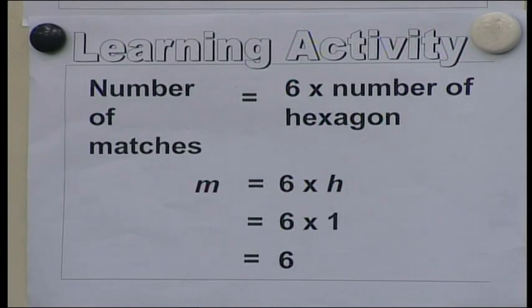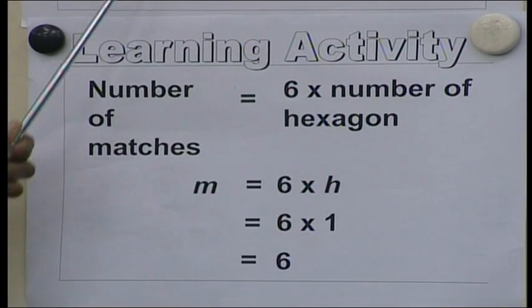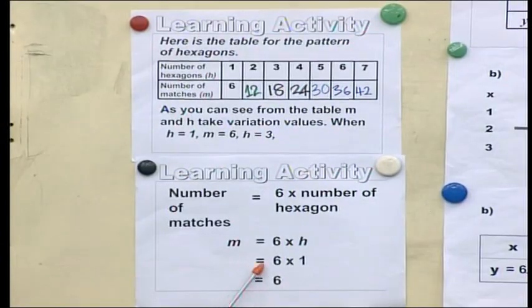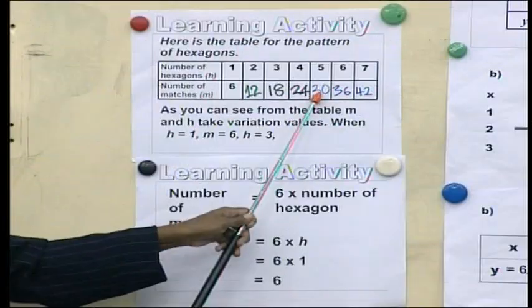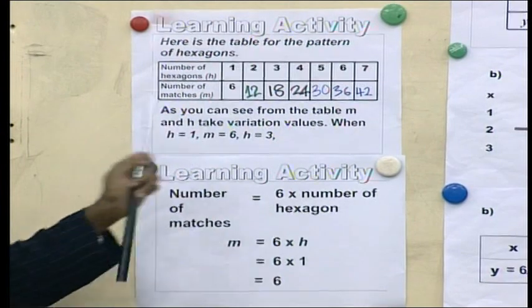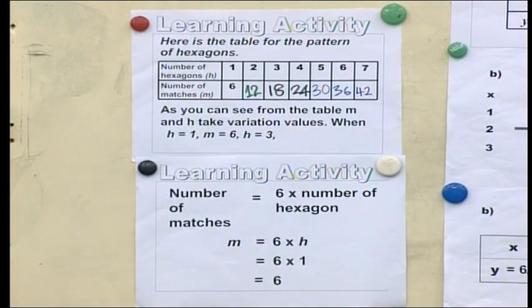6 times H, remember we are working with the first one, equals 6 times 1. So for one hexagon, you should have a total number of matchsticks, which is 6. The same rule would be applied for these numbers here. It has been applied in order to get our answers.